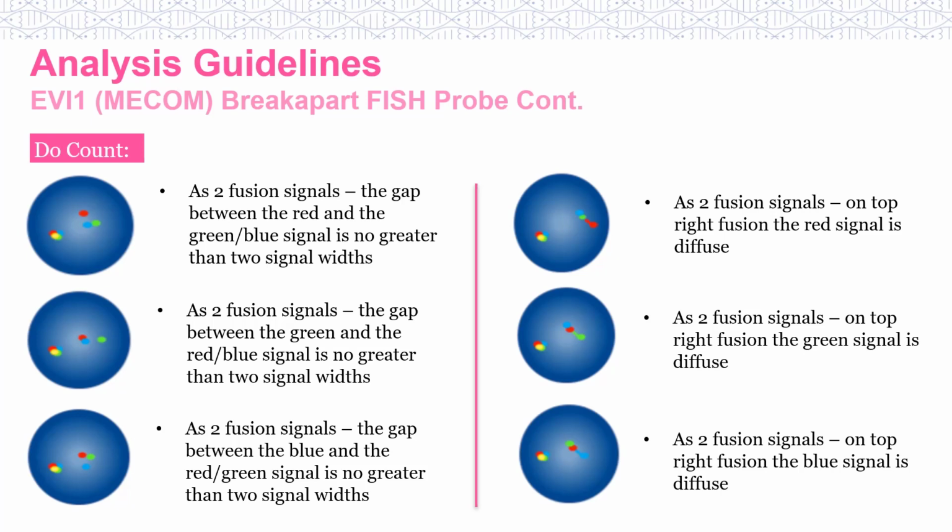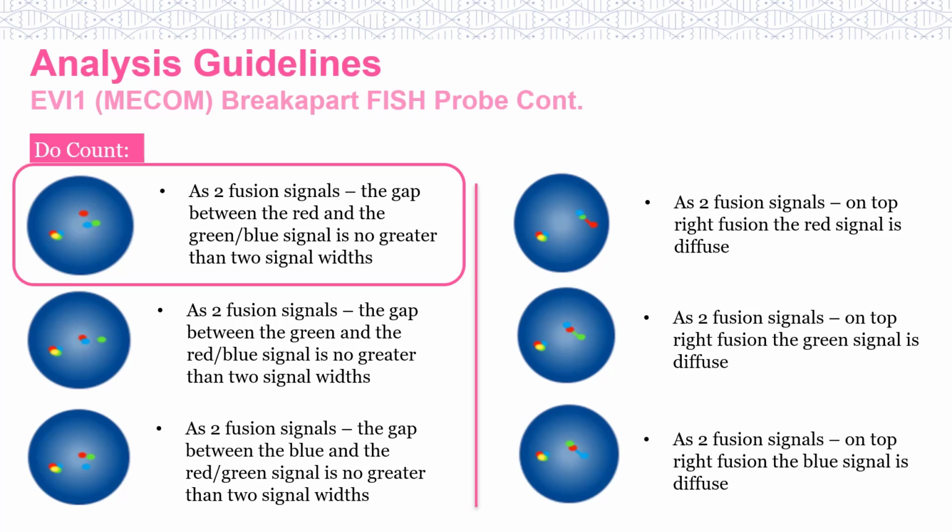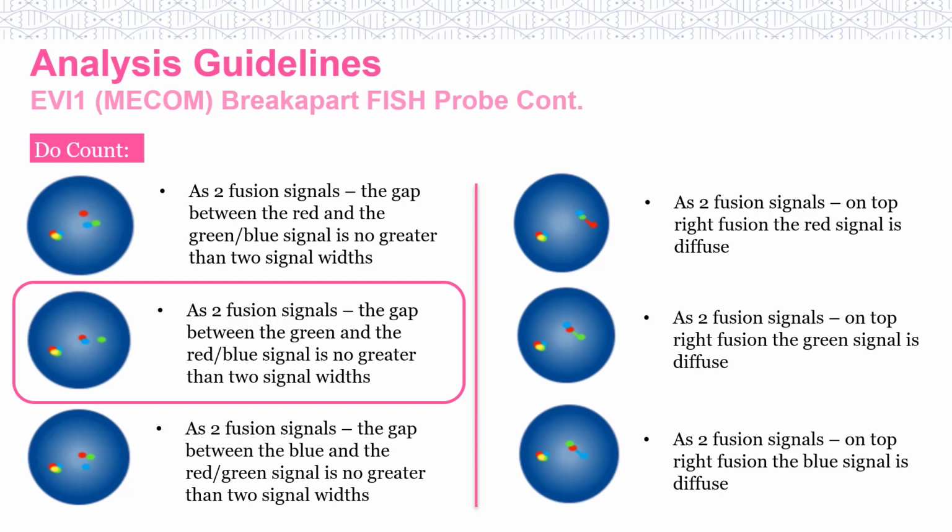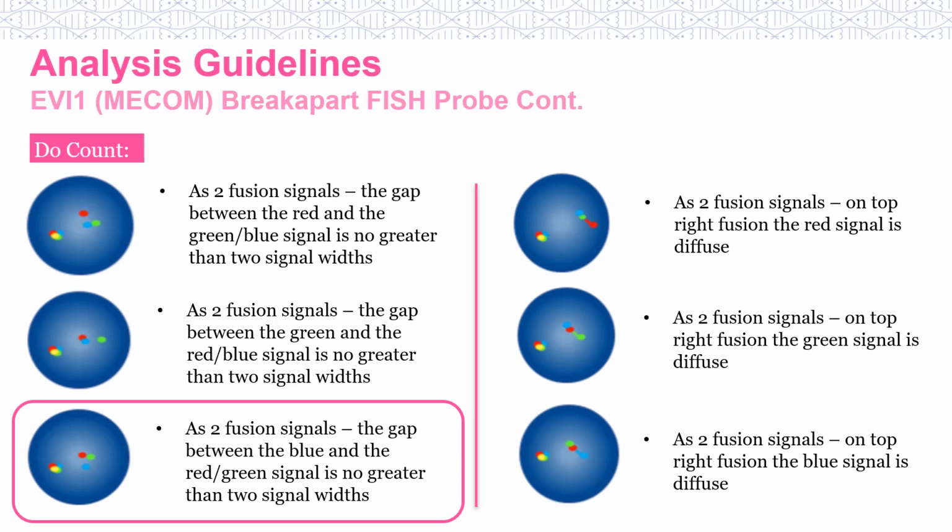This is true no matter if the gap is like this example, where there is a single red and green-blue side by side, or this example, where there is a single green and red-blue fusion, or this example, where there is a single blue and a red-green side by side. All of these cells should be analysed as 2RGB fusions.